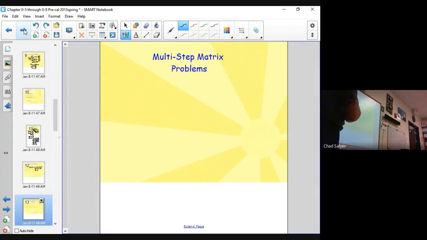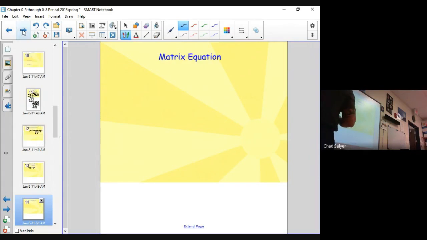All right, multi-step matrix problems. So if I have a matrix, like say negative 2B plus 4A, that would be an example of a multi-step matrix problem because I have to scale them before I do the add or subtract. So it is a multi-step, and you saw an example of that earlier. So I won't do another one, but that's what we define as a multi-step matrix problem.